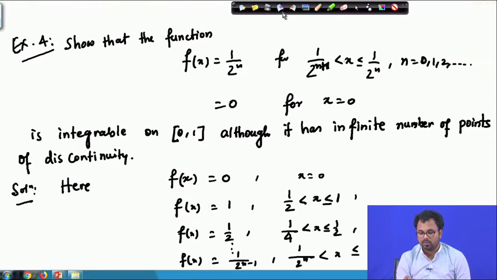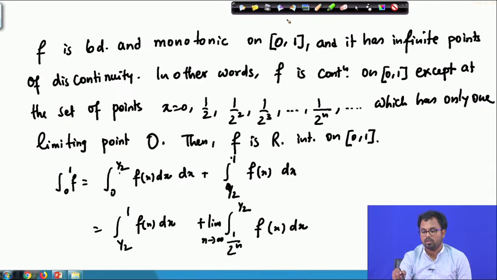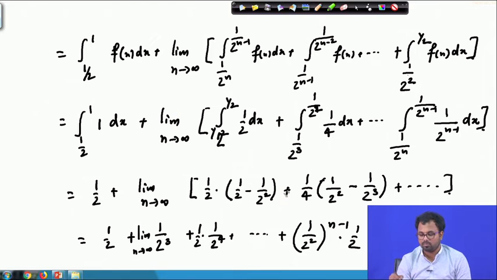So here the given function has infinite points of discontinuity, and even though it has so many points of discontinuity, all those points of discontinuity have only one limiting point, therefore the function is Riemann integrable with that property. And now we can calculate this definite integral by using a simple geometric sum formula.